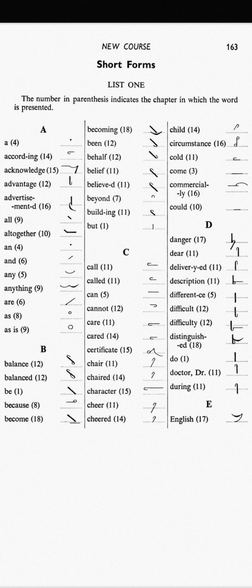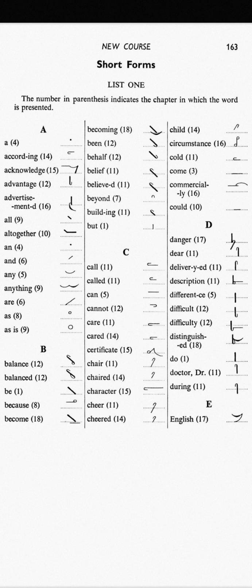A small tick on the line for but. K with L hook above the line for call. K with L hook above the line half deer for called. K stroke above the line for can. K stroke half deer with N hook above the line for cannot.